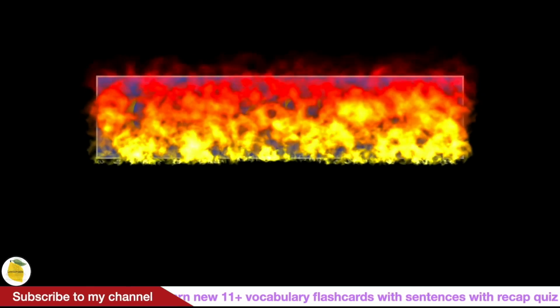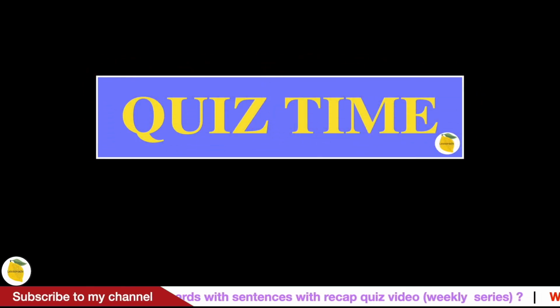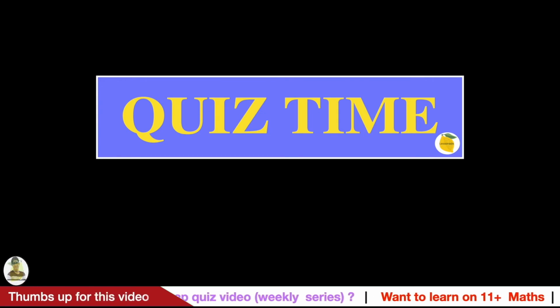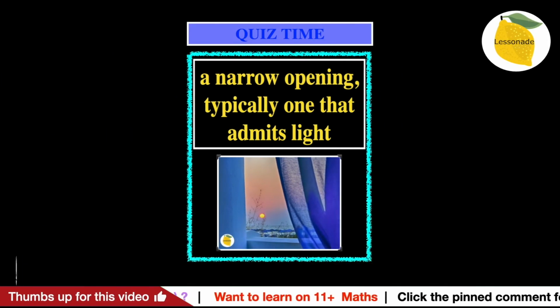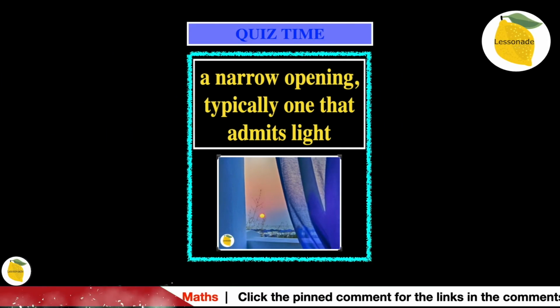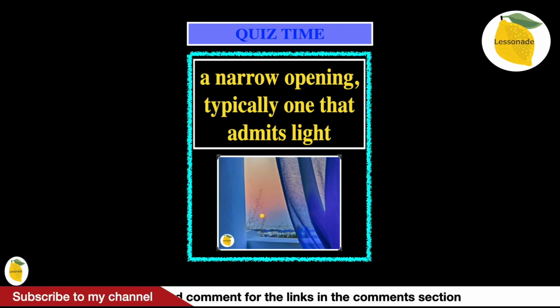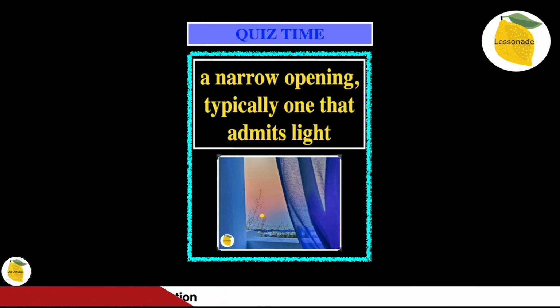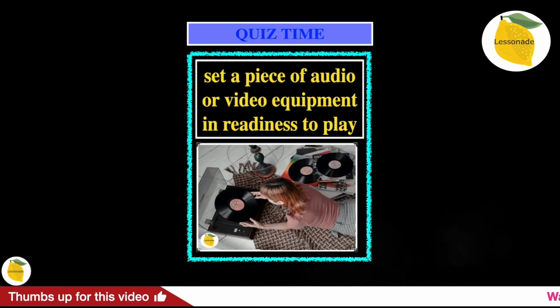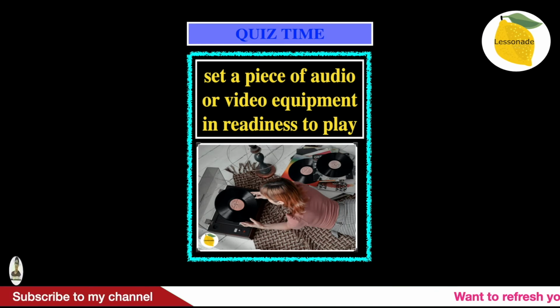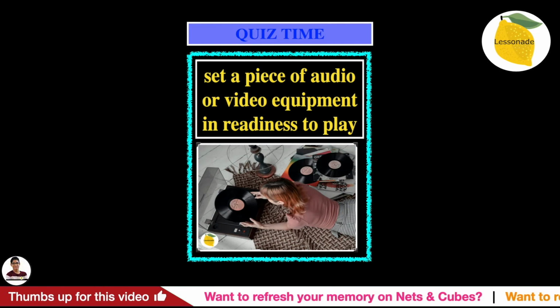Now it's quiz time, and let's see how much we have remembered by attending the quiz. Question number 1 is a narrow opening, typically one that admits light. In this picture, we can see a narrow opening, typically one that admits light. Question number 2 is set a piece of audio or video equipment in readiness to play. In this picture, we can see someone who's setting a piece of audio in readiness to play.